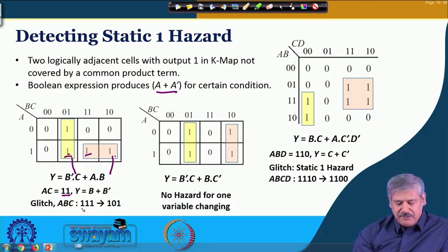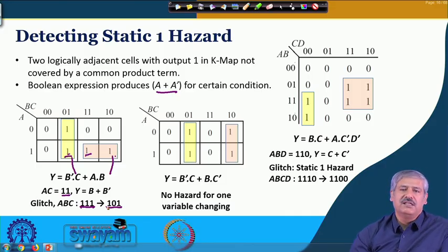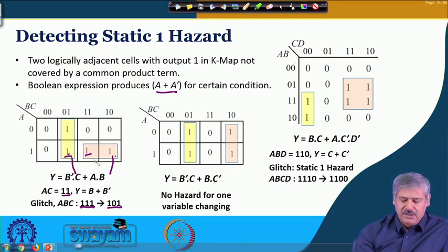So, if the input is 1 1 1 and then from that it goes to 1 0 1, that means b goes from 1 to 0, the way we have seen before, then a glitch, a negative going pulse will be there. So, that is what we see from this particular case, we can identify, right. This is not covered.